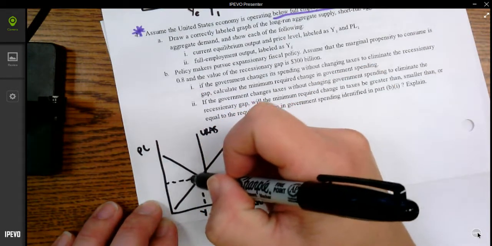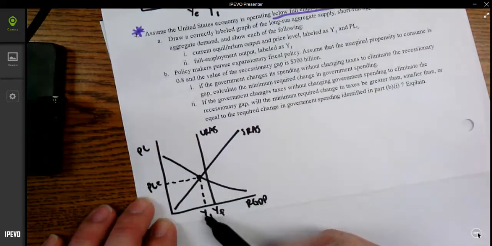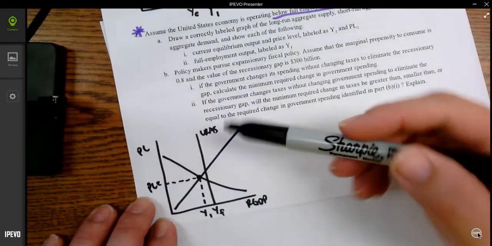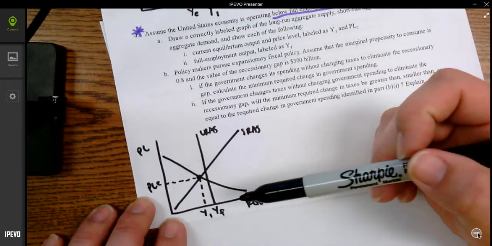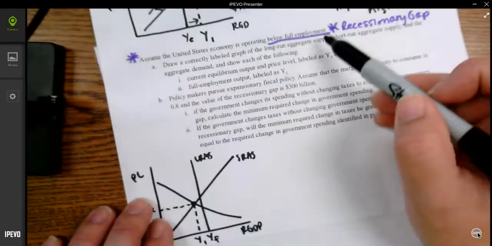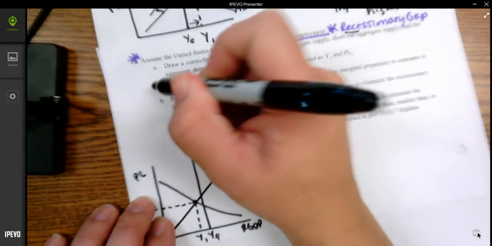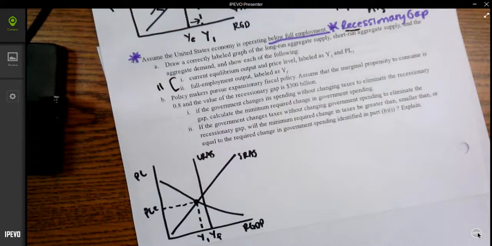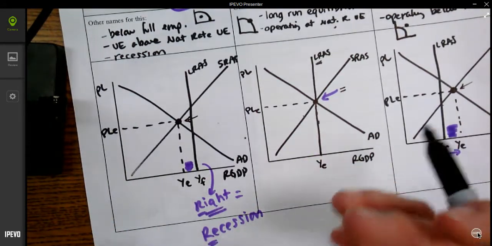And the short-run equilibrium, we can see that we're not operating up to full employment, right? So the long-run aggregate supply is to the right of the short-run equilibrium because we have a recession. You are going to get 2 points for that section. Remember, I told you, as long as you do the graphs correctly, you're going to get credit.